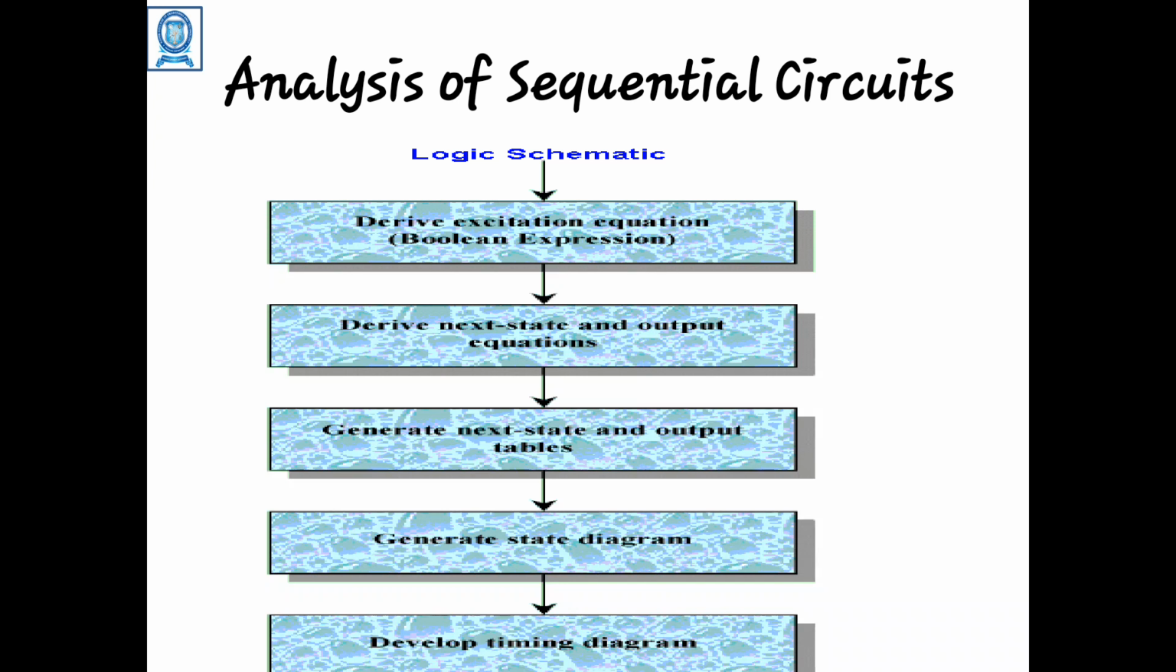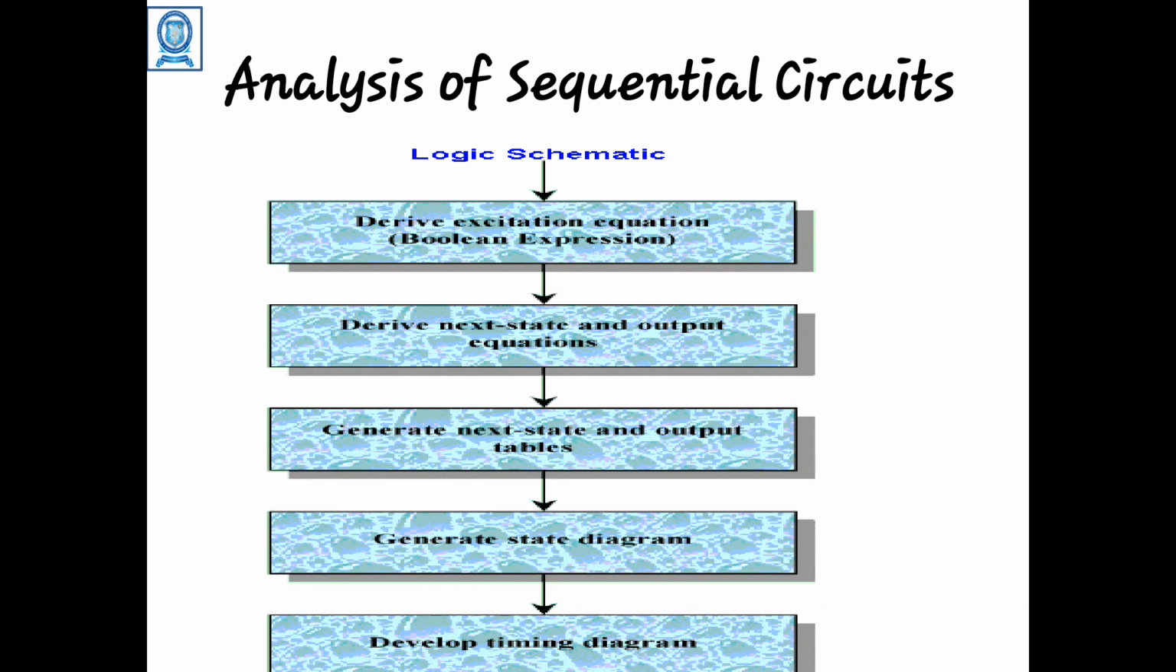Step number 1 is deriving the excitation equations, that is, the Boolean expressions. This is step number 1 for any type of logic circuit given, or any problem statement given. You are supposed to derive the excitation equations from the Boolean expressions given.